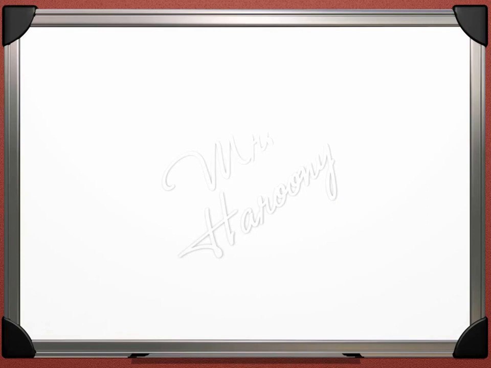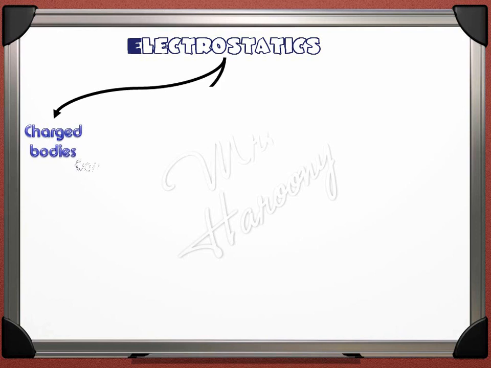In this lecture, we will talk about electrostatics. In electrostatics, we will discuss the main points only that are related to this level. Number 1, charged bodies. Number 2, we will divide the materials according to their electric properties to conductors and insulators. And we will talk about the electric properties of Earth.